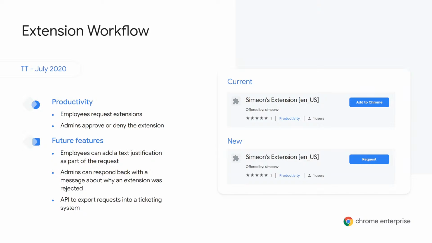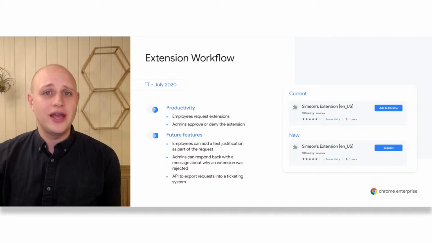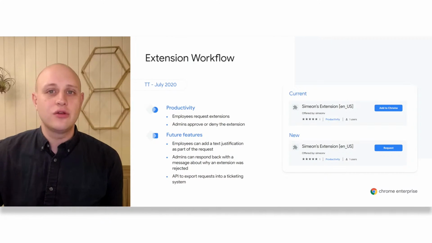in order to run. In a V1 version of this, users will be able to request the extension, and then you as an administrator will approve it directly within Chrome Browser Cloud Management. Future versions, V2, V3 and onwards, will provide the ability for employees to put a text justification on why they need an extension, as well as provide administrators the ability to give a reason why an extension may have been rejected, and additional API support to export this request process into outside third-party ticketing tools.